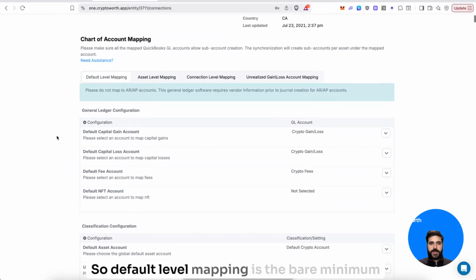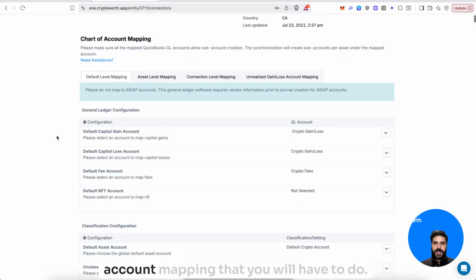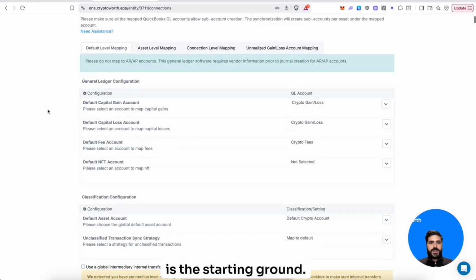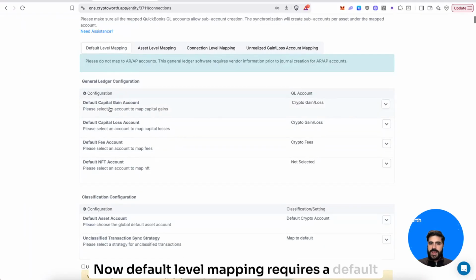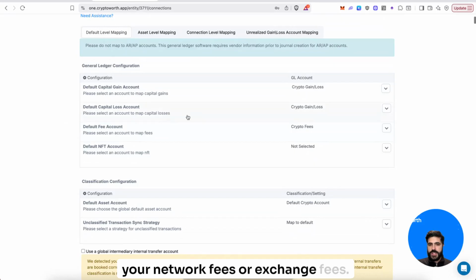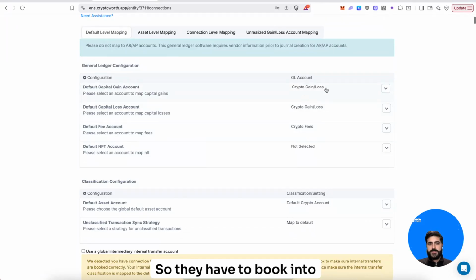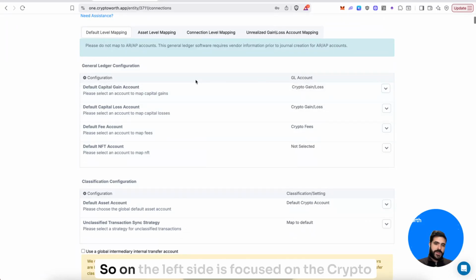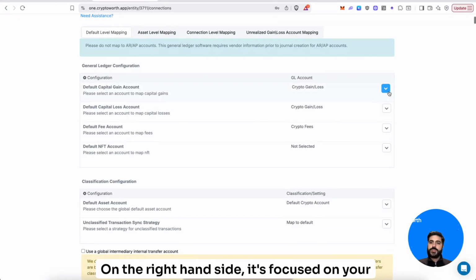So default level mapping is the bare minimum account mapping that you'll have to do. If you're not going to be more granular, this is the starting ground. Now, default level mapping requires a default gain loss account, a default fee account for your network fees or exchange fees. So they have to book into an equivalent account. So on the left side is focused on the Cryptoworth accounts. On the right-hand side, it's focused on your general ledger accounts.